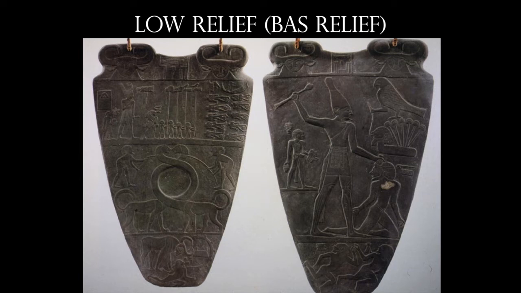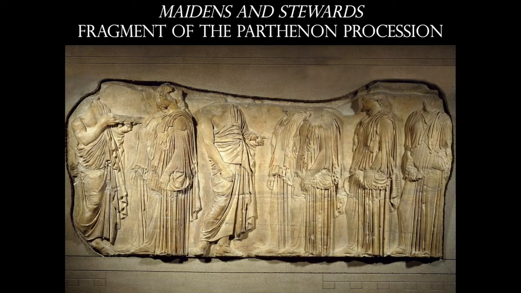The figures here are very much attached to the background. They do not protrude far at all. So my usual rule is that if the figure is 50% or less emerging from the wall, it's going to be low relief or bas relief.